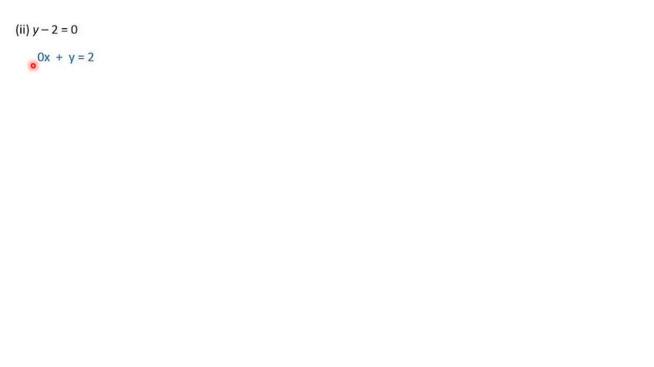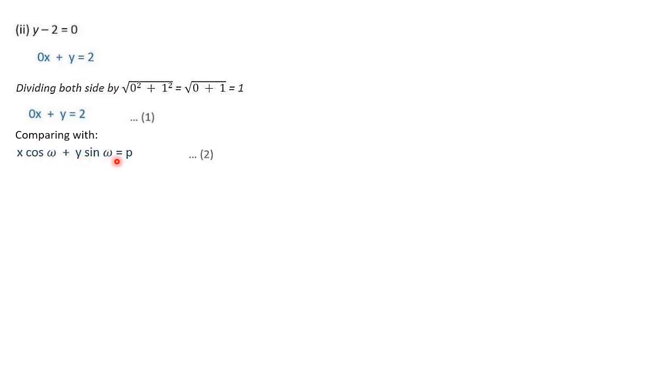Then root of 0 square plus 1 square we have to find out, and we have to divide by it. Root of 0 square plus 1 square. 0 is the coefficient of x, 1 is the coefficient of y. Means we are getting the answer as 1, dividing throughout by 1. No change, the same thing only will be coming since it is dividing by 1. 0x plus y is equal to 2. Comparing it with x cos omega plus y sin omega is equal to p, here we want to find out p and omega. So p we know that it is 2, and omega we can calculate.